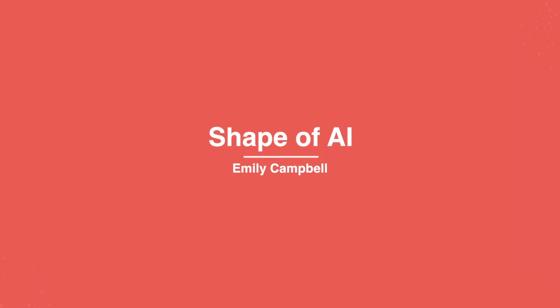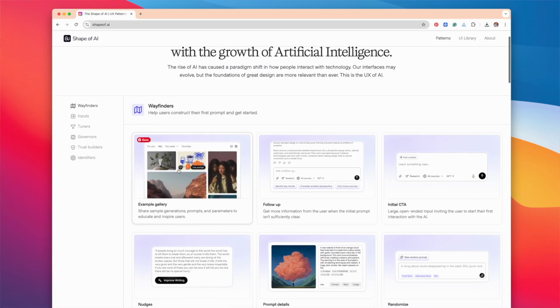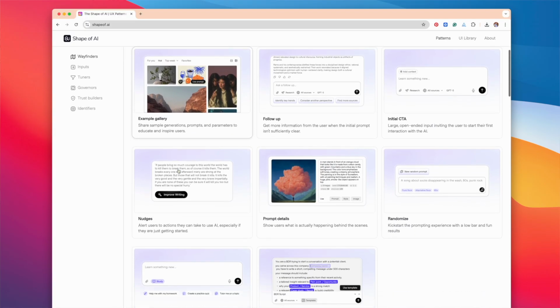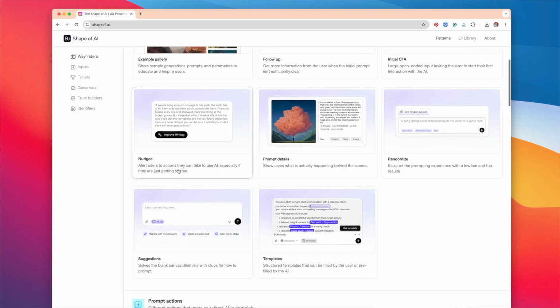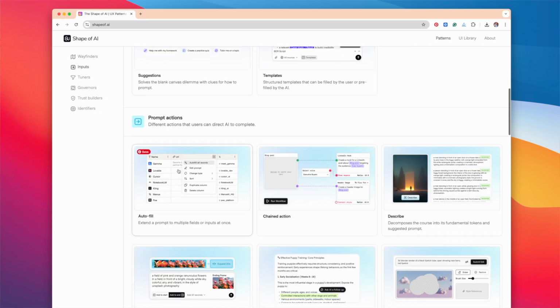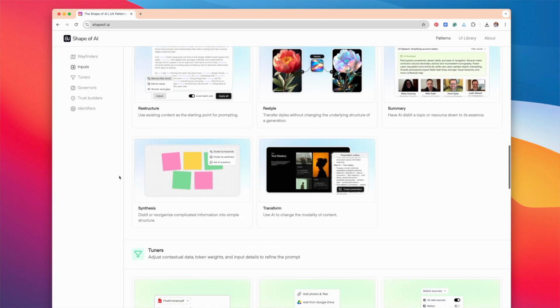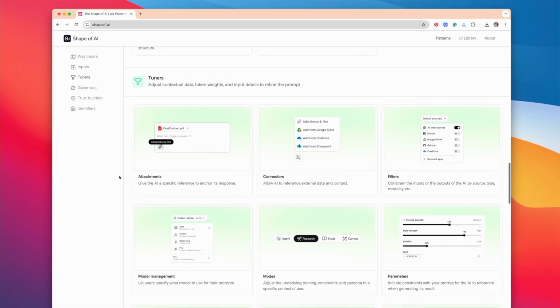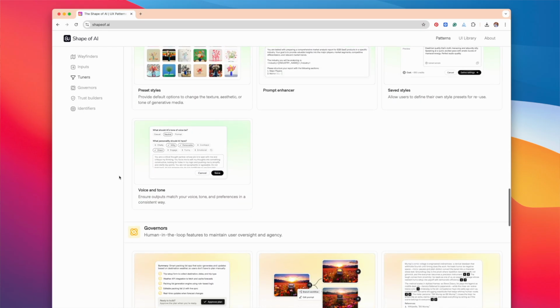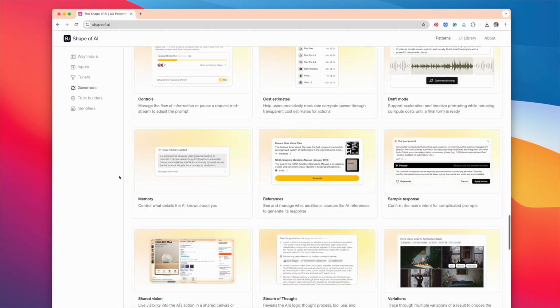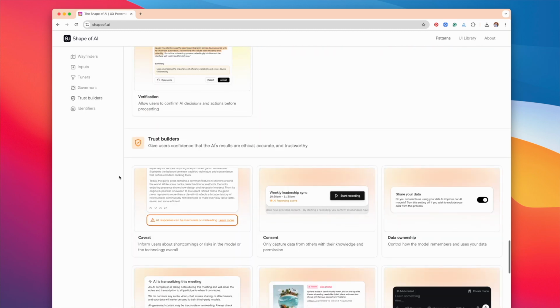Shape of AI. Shape of AI is a UX design pattern library specifically for AI-powered interfaces curated by Emily Campbell. It catalogs patterns across the entire AI interaction lifecycle: getting started, prompting, output handling, and trust building. This has very quickly become my favorite resource for understanding AI interface conventions.